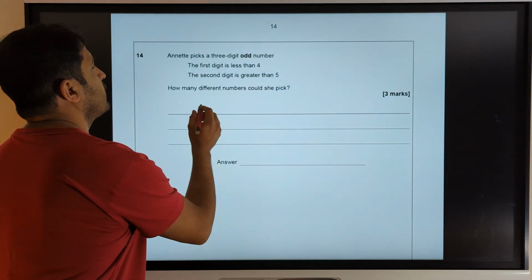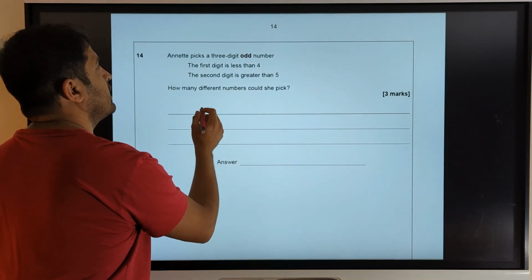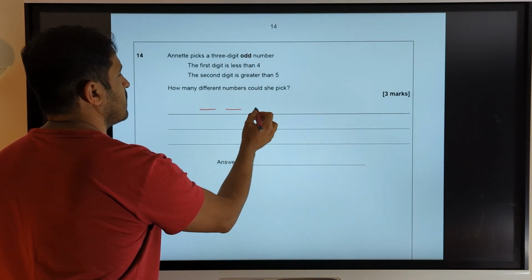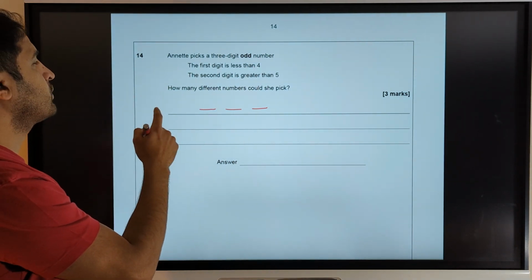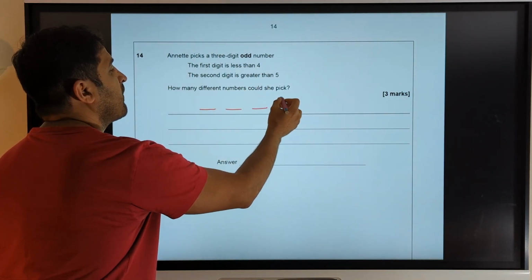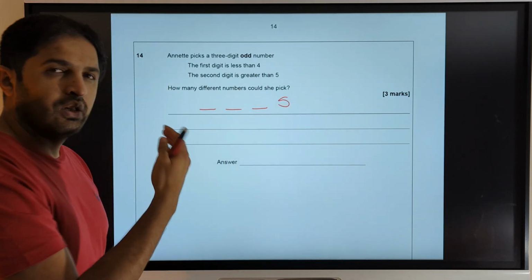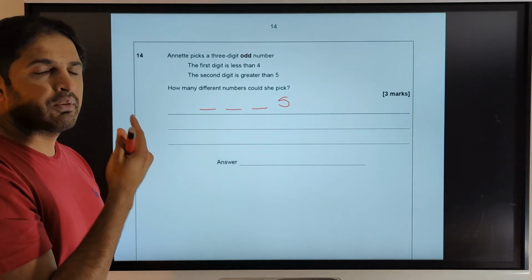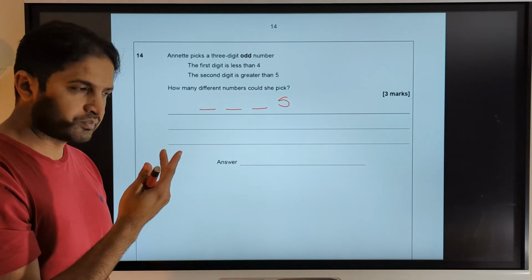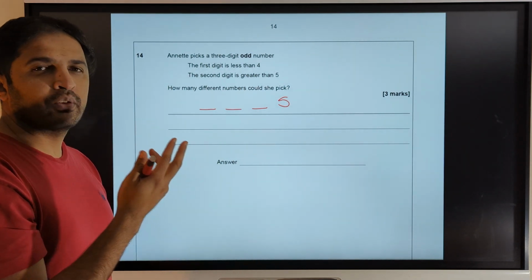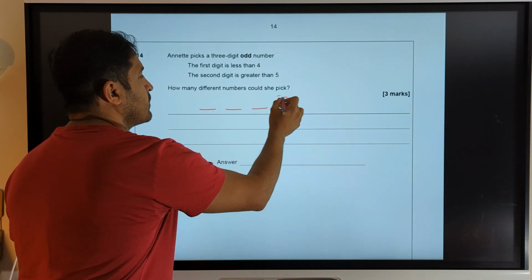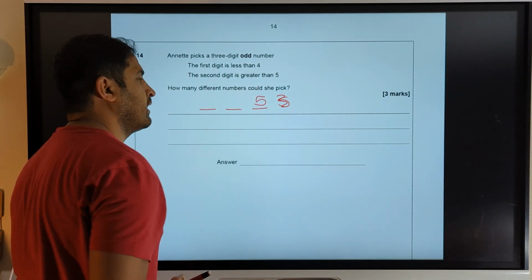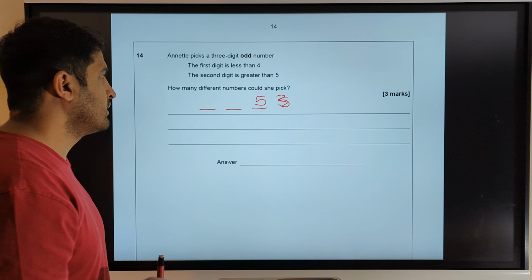Right, okay, so we've got a 3-digit odd number. Now we know for the last digit you can have 5 different choices. You could have 1, you could have 3, you could have 5, you could have 7, you could have 9. So for the last digit, we have 5 different choices. It could be any of those 5 numbers.